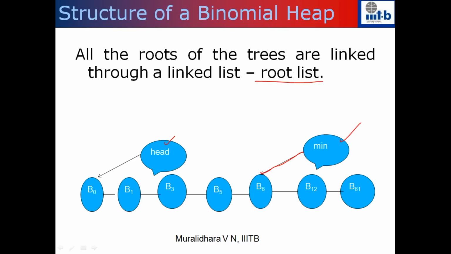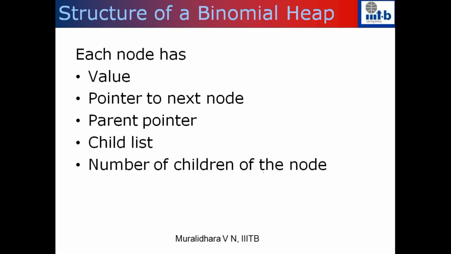So in this case, the minimum pointer will help us to identify the minimum node in order 1, right? That's precisely the reason I'm maintaining an additional pointer, which is the minimum. And in each node, we have the following structure. In each node, we will have the value of the node, the pointer to the next node in the root list. So if I have to traverse the list, I need the pointer to the parent.